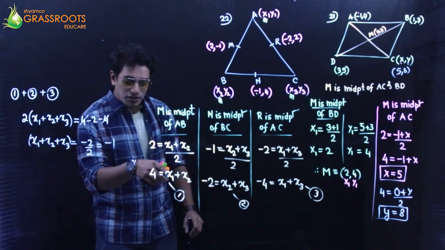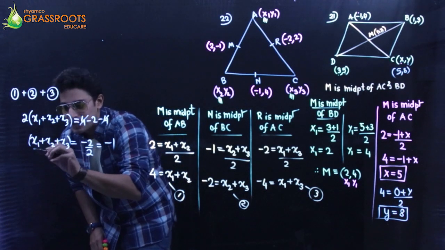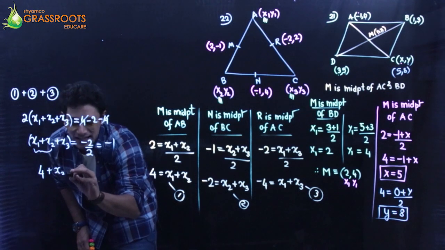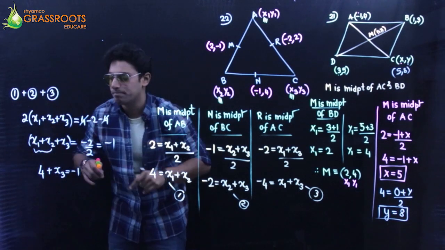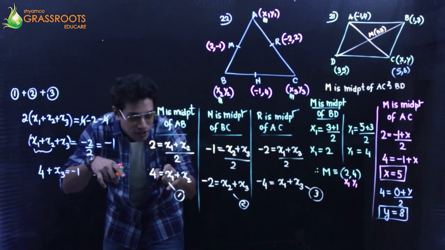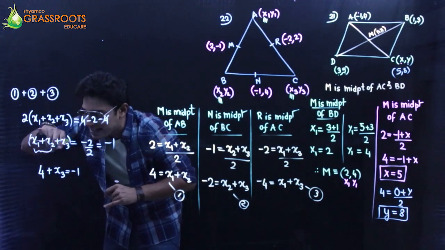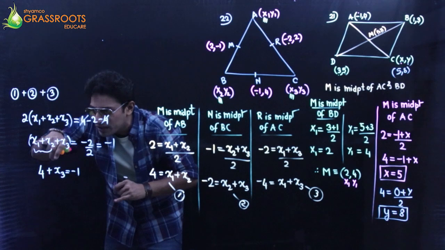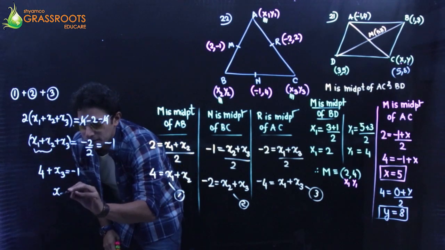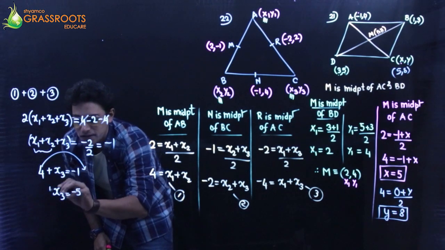If you want to find out x3, x1 plus x2 is 4. x1 plus x2 is 4, substitute. So 4 plus x3 is equal to minus 1. I'm repeating. The sum of all 3 is minus 1, out of which x1 plus x2 is 4. So when you substitute 4, 4 plus x3 is minus 1. So x3 is equal to minus 1 minus 4, which is minus 5.